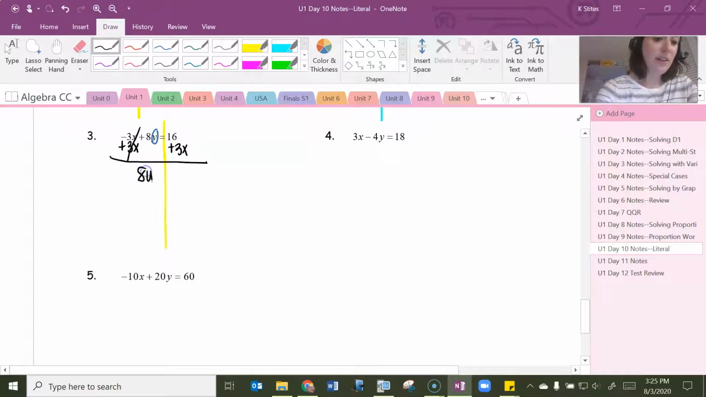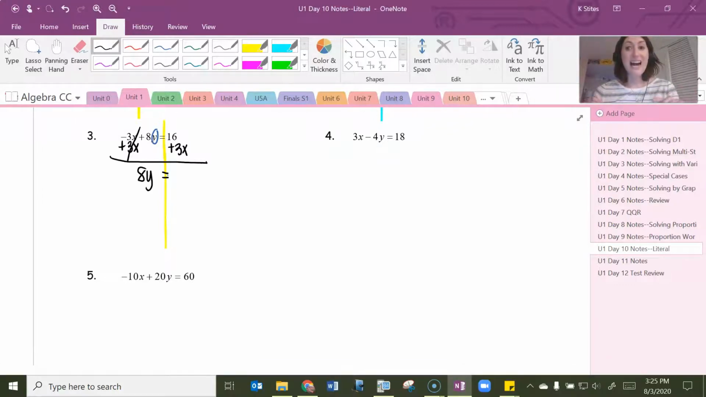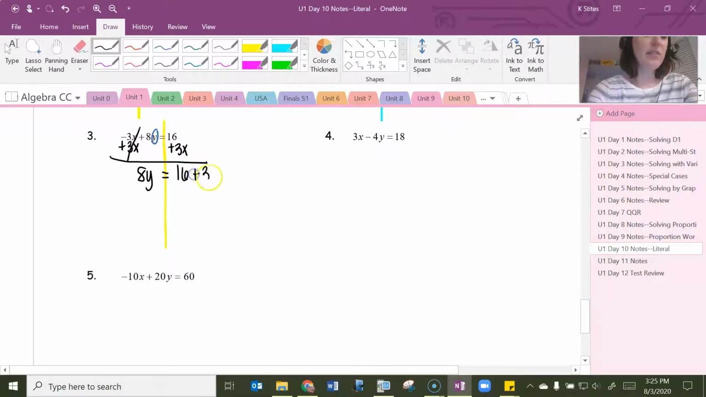Okay, bring down your 8y equals, pause, 16 plus 3x is not 19x. It is just 16 plus 3x. Okay, because again, that 16 does not have an x. Final step, we'll divide by 8. Okay, and you're going to divide everything.